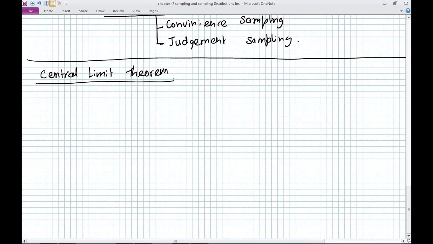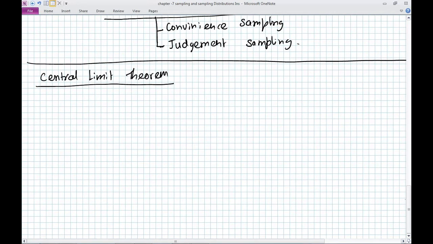In a nutshell, basically it says that under some conditions, every distribution tends to become a normal distribution. We have covered normal distribution earlier, and I mentioned that it is one of the most important distributions in statistics. And the central limit theorem basically says that under some conditions, every distribution becomes a normal distribution.